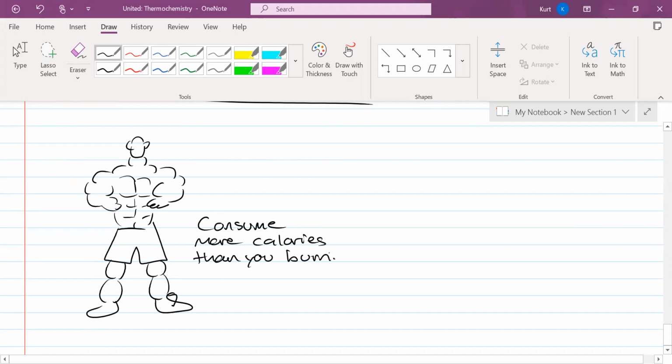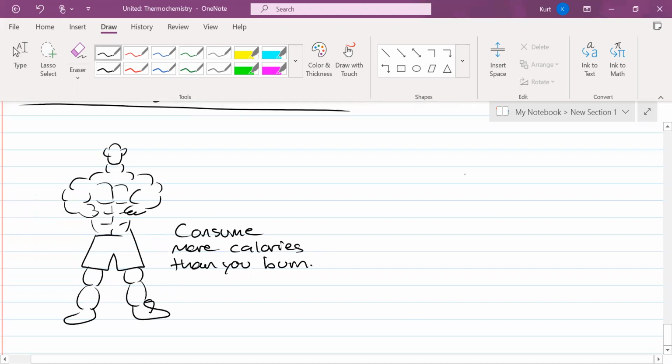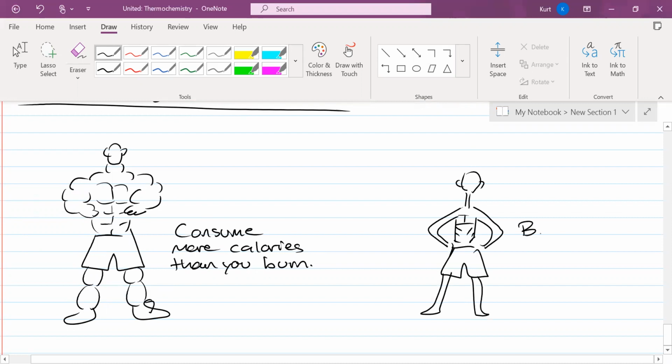Also, individuals that tend to have extra weight, let's say they're not exactly muscular, they're kind of flabby, are likely consuming more calories than their body is burning. So all that energy is being stored up. On the other hand, if you're a little scrawny guy and you see your ribs, you were likely burning more calories than consumed.